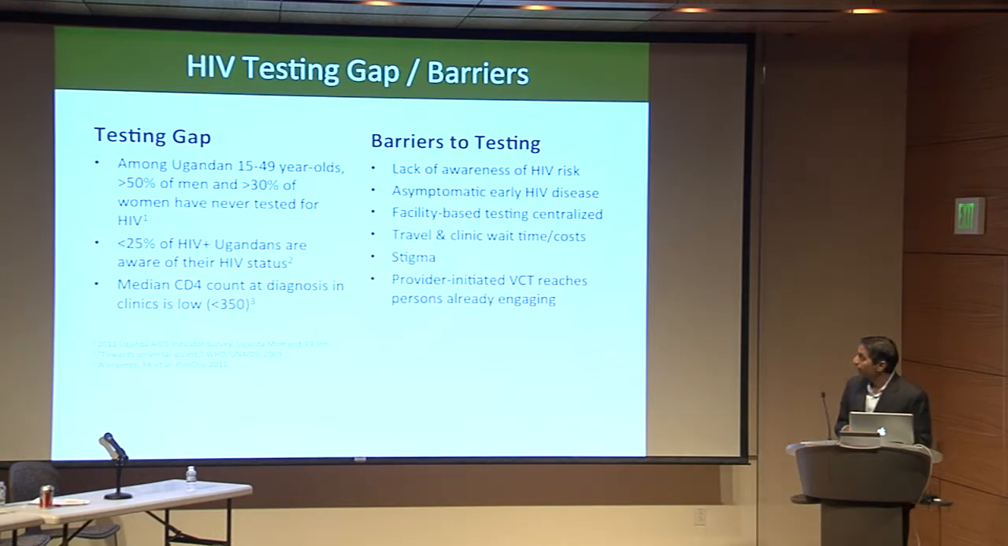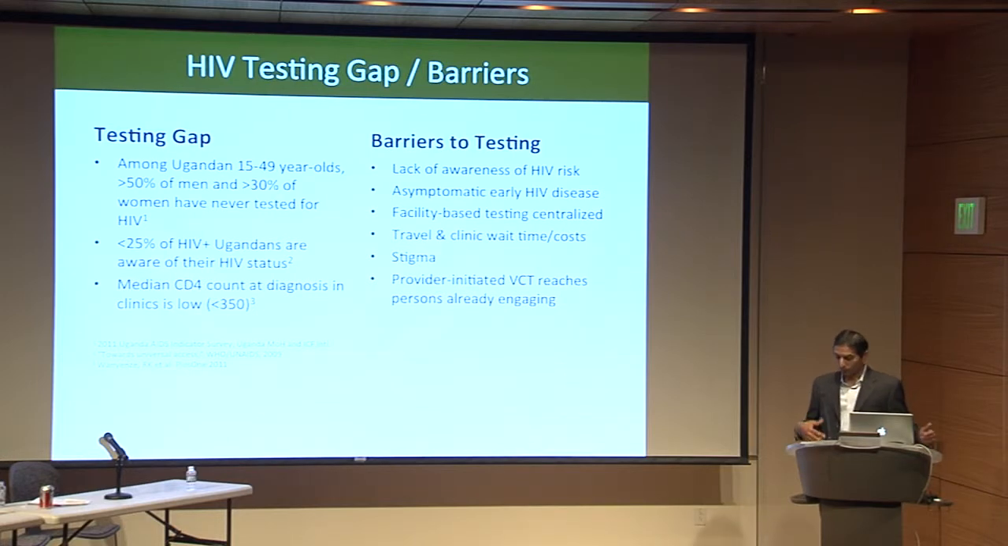I'll just go through a couple of salient points. In one survey of 29 sub-Saharan African countries, only 15% of adults had tested in the past year. And as you can see on the left, among Ugandan adults, one study has shown that over half of men and over 30% of women have never tested for HIV. Less than a quarter of HIV-positive Ugandan adults are aware of their HIV status, and the median CD4 count at the time of diagnosis in clinics and facilities is unfortunately very low, under 350.